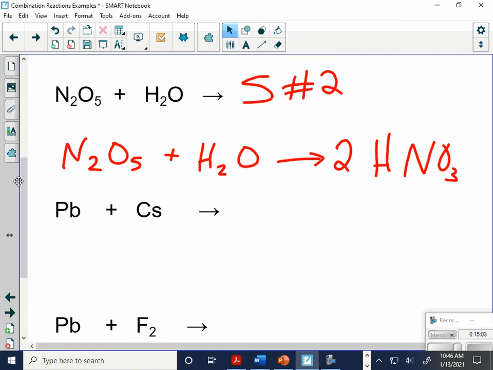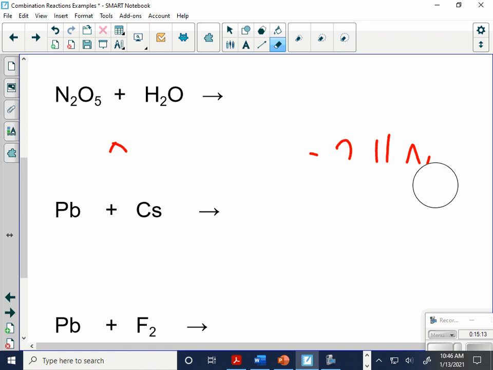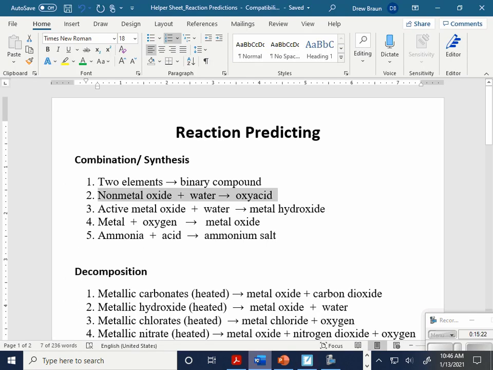Now let's look at this next example. Pb plus Cs. Now, I go through. Is this 2 elements? Well, yes, it is 2 elements. Do I have a nonmetal oxide and water? No. Do I have an active metal oxide and water? No. Do I have a metal and oxygen? No. Do I have ammonia and an acid? No. Okay? So this is going to be a synthesis number 1, 2 elements.